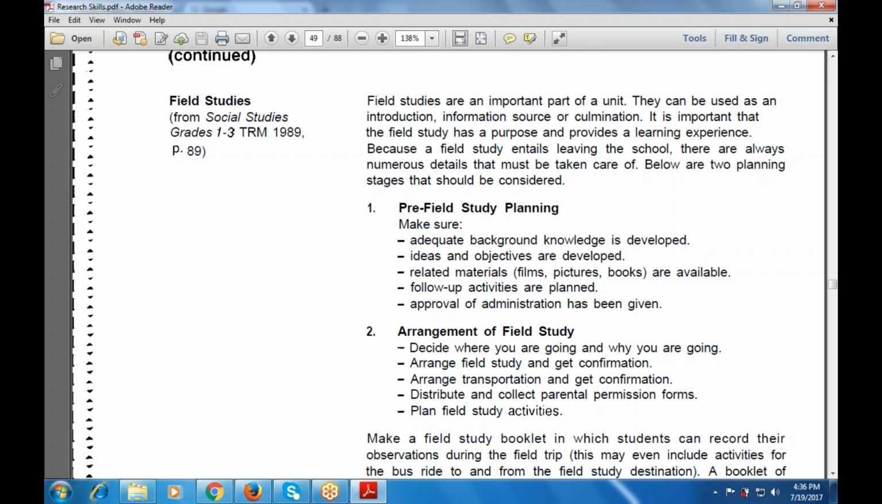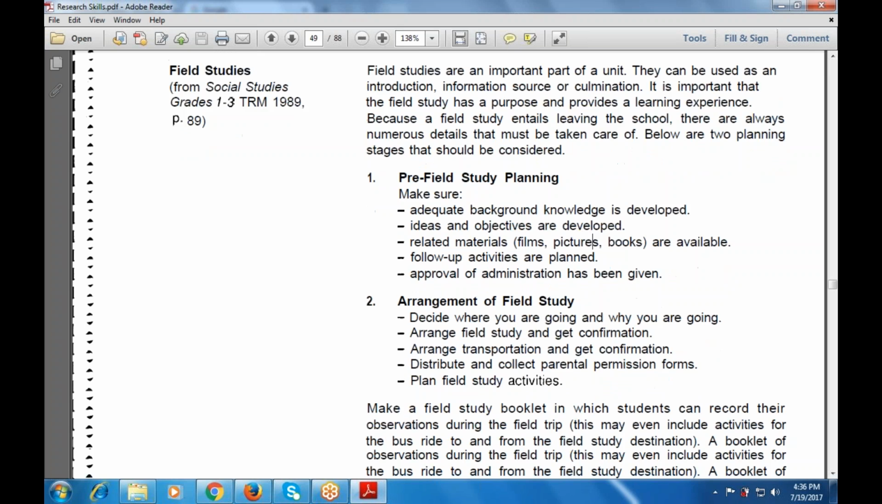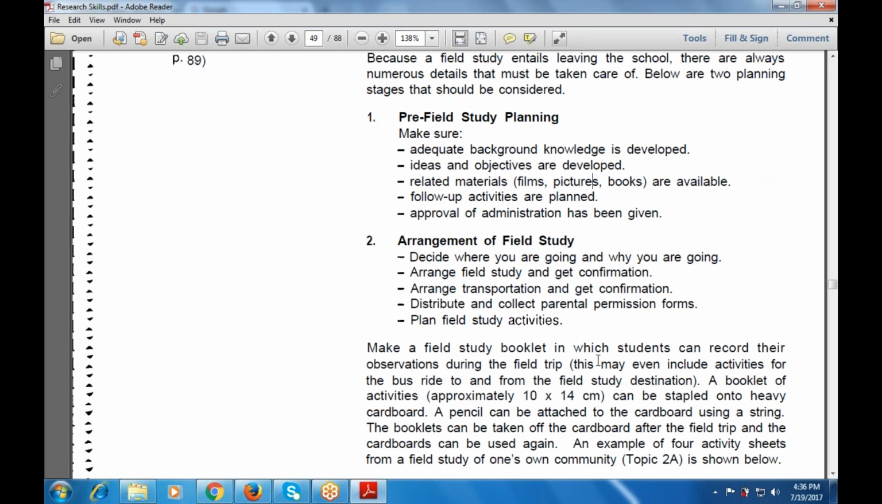Then planned field study activities. Field study activities means the various activities that you must carry out, either taking interviews while going there. So what are the various study activities? Make a field study booklet in which the students can record their observations during the field trip. This may even include activities for the bus ride to and from the destination, and a booklet of the activities that can be stapled into heavy cardboard.